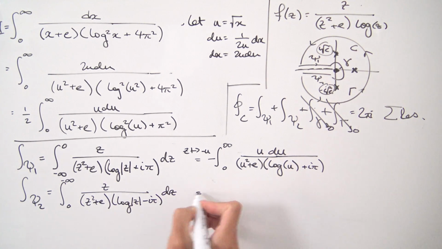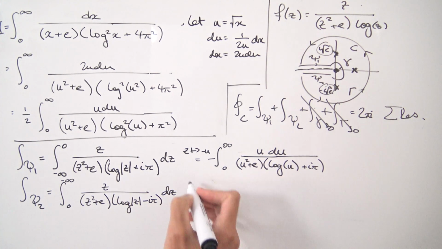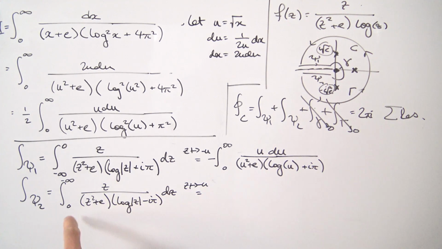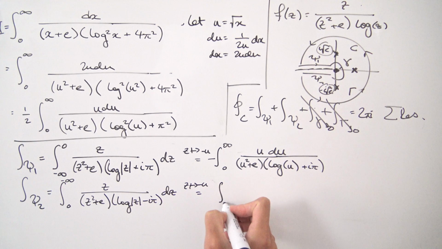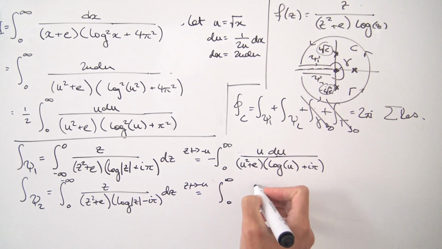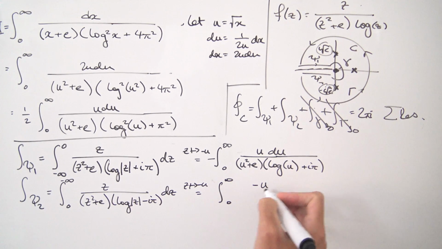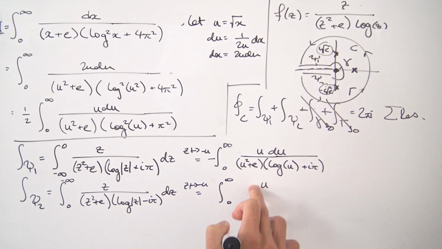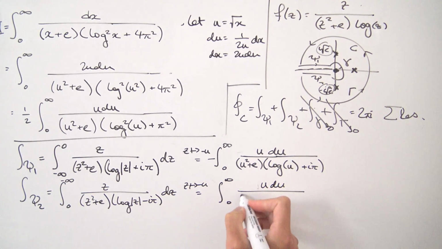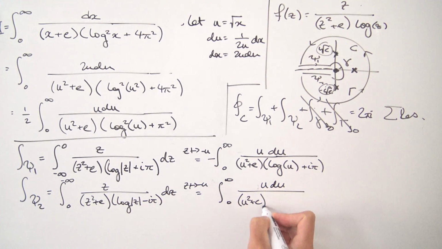Okay, and again, we want to get rid of this negative infinity, so let's introduce a remapping. So z maps to minus u. So we're going to get the integral from 0 to infinity. Z is going to pick up a negative, so negative u. dz is also going to pick up a negative, so those are actually going to cancel. And then this is over u squared plus e, just like before.